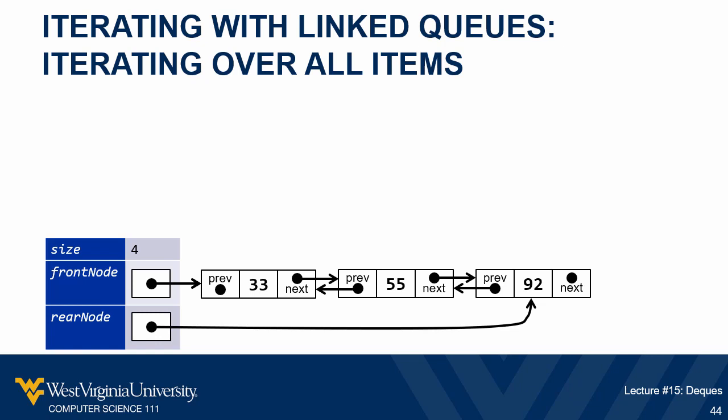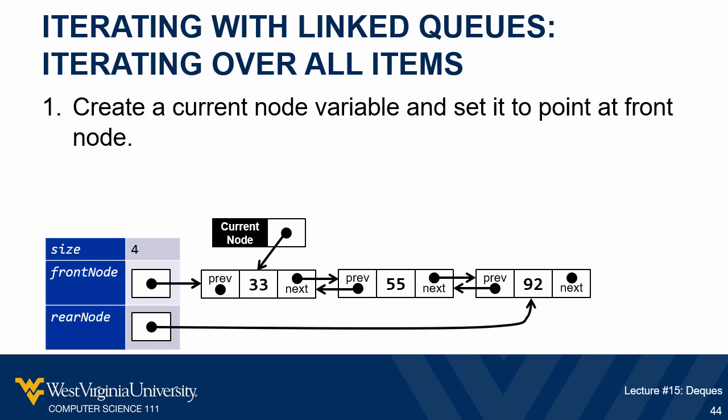In order to iterate over things, we're going to have to pick one end or the other of our deck, and then we're going to have to create a current node variable to point at the node that's at the end that we chose. I'm going to pick to start at the front, and we'll move forward through the deck, although depending on your circumstances, you possibly might also choose to start at the rear and go backwards. We're going to go forwards though.